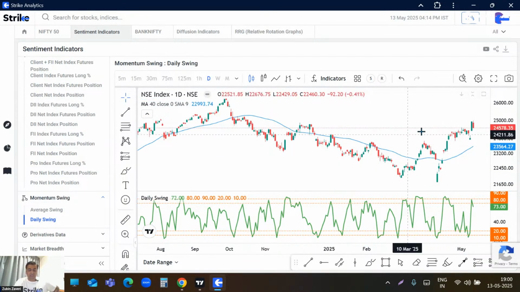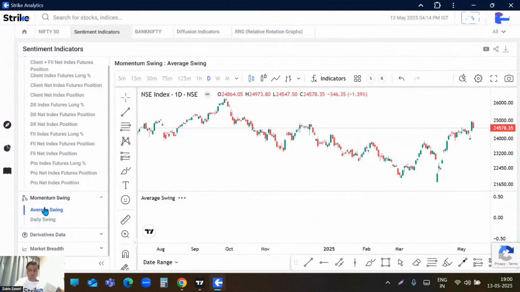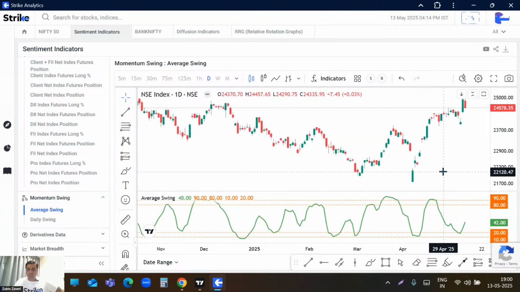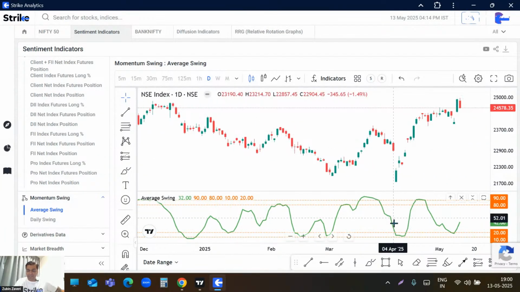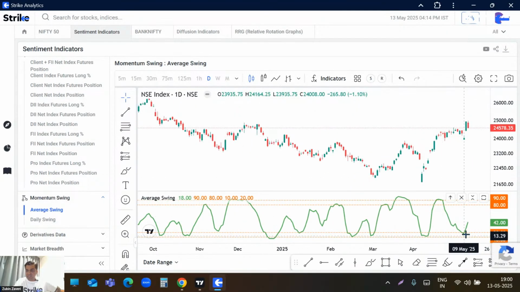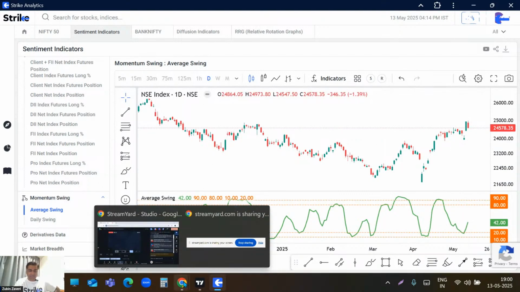Okay, so this way, and again with daily swing there is also average swing, which is a little bit smoother indicator. Right now, the average swing indicator from the oversold territory has started bouncing back. It can come up to this level also. So this also indicates that for the short term, maybe tomorrow or the day after, we will be able to see some positive movement in the market. This is what this indicator is telling us right now. I hope you got this.